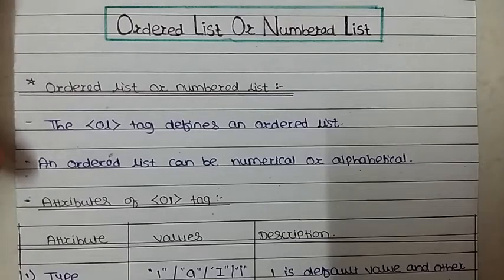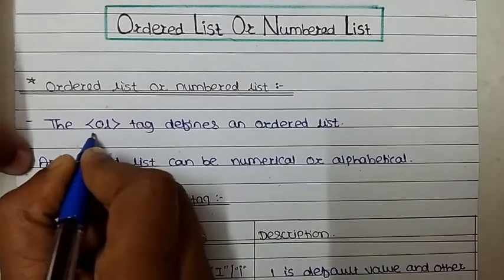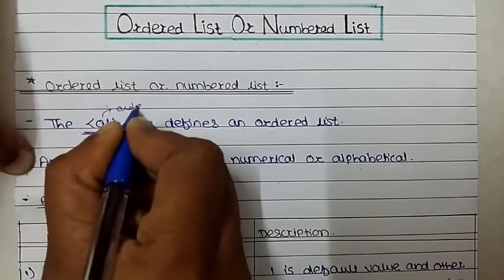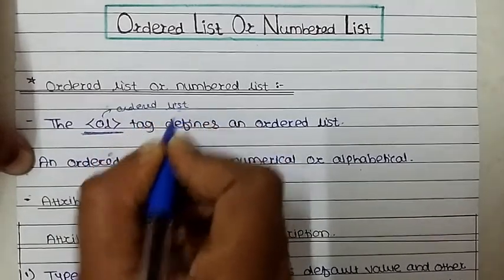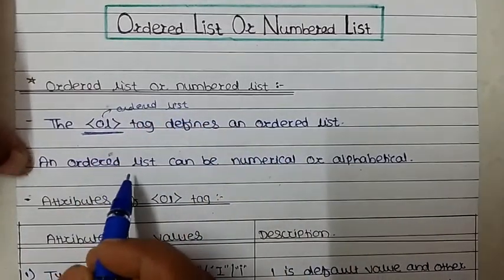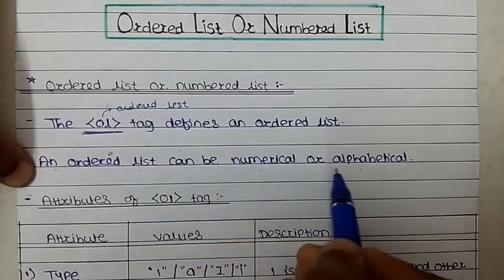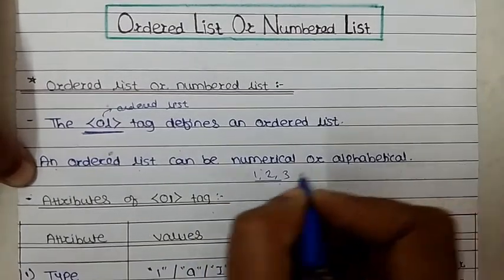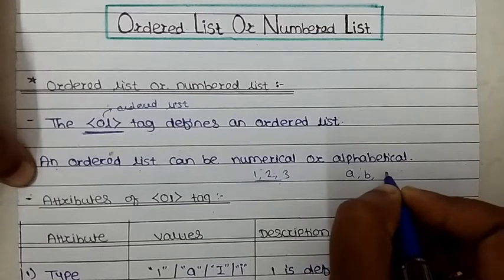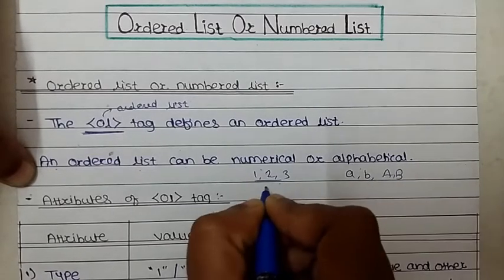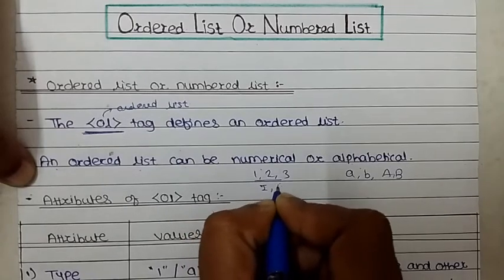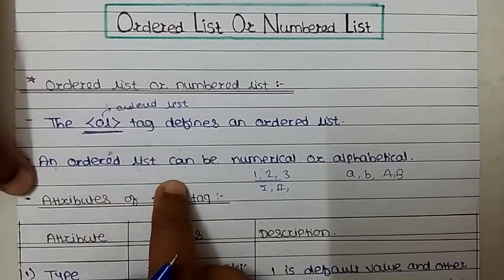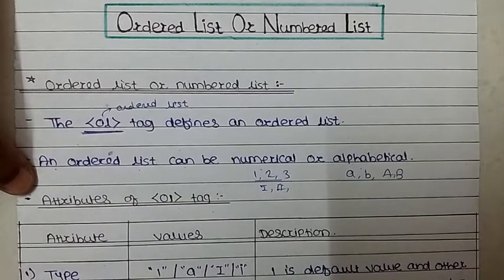So for creating the ordered list or numbered list, the OL tag is defined. OL for ordered list. It defines an ordered list here. Clear? An ordered list can be numerical or alphabetical, like 1, 2, 3. These are numerical. Alphabetical means what? A, B, small a, b, capital A, B also. Then in numeric, Roman numbers are there, correct? Like this. So in this way we have to define the ordered list with numeric numbers also and alphabets also.